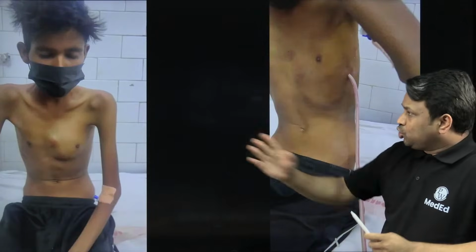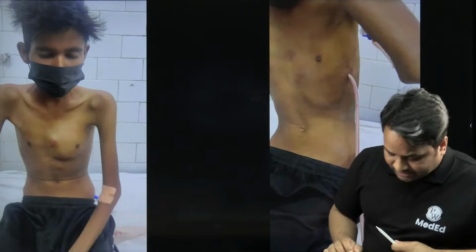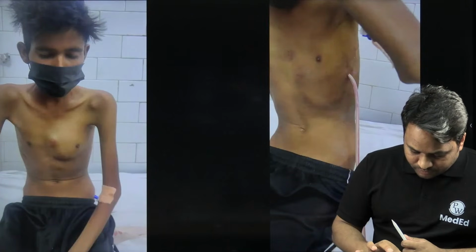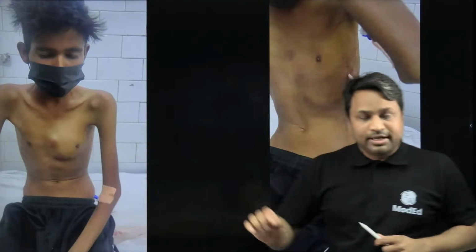Now, this is a 2-part video that you have. I'll show you both the parts of the video and you have to identify the diagnosis. Now, let's look at the first part of the video. Look at the swelling. I hope you're able to see. The swelling is in the anterior chest wall that you can see here.